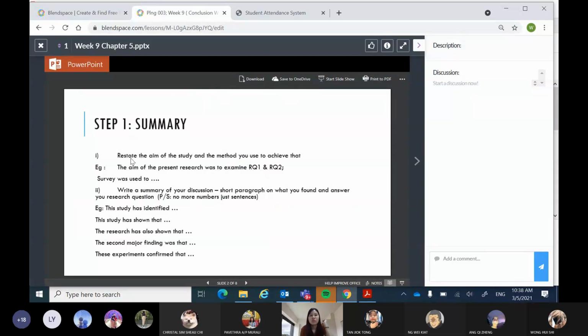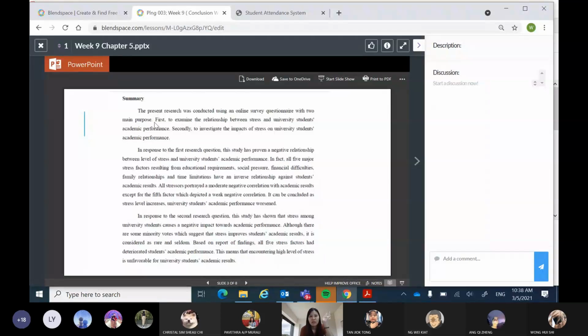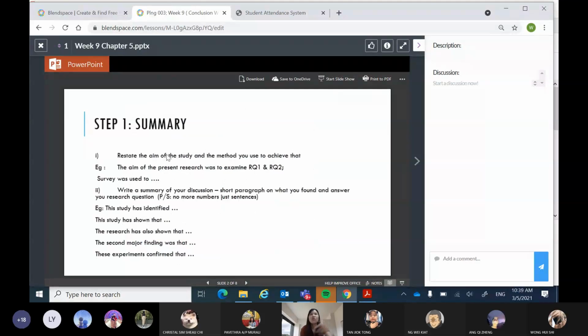So what you need is you need to restate the aim of the study and the method you use to achieve that. For example, the aim of the present research was to examine research question 1 and research question 2. Survey questionnaire was used to find out. Okay, so can you see the present study, what it uses? In response, it uses a survey questionnaire to actually examine two main purposes: to examine the relationship and to investigate the impacts. So this is how you should start off your summary too. Restate the aim of the study and the method you have used to actually answer the two research questions, okay?